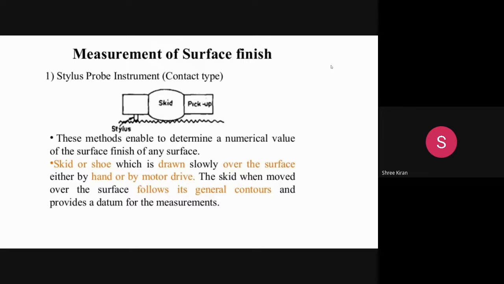So in the case of measurements of surface finish, we have certain types like the stylus probe, etc. Yesterday we were talking about the stylus. Can any one of you tell me where we discussed the stylus yesterday? Yesterday also we had the last hour, so I hope it will be fresh enough. Karthik, do you remember where we were describing the stylus yesterday?